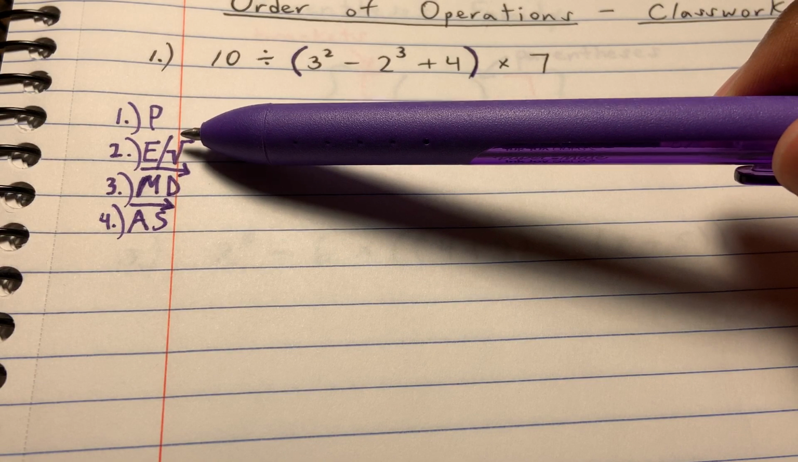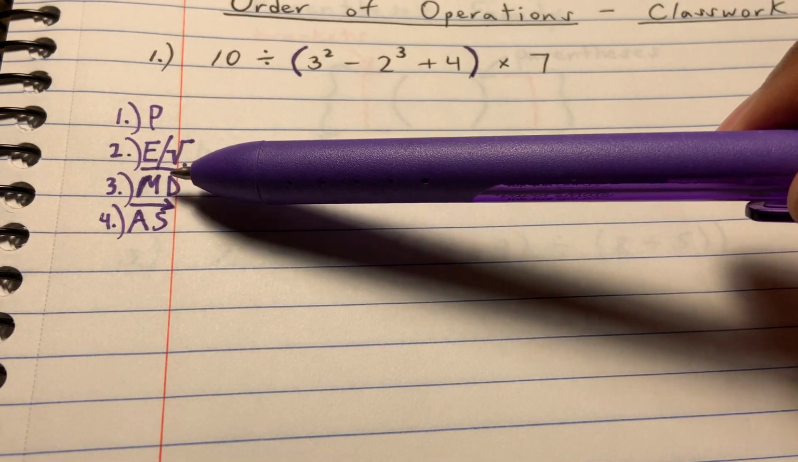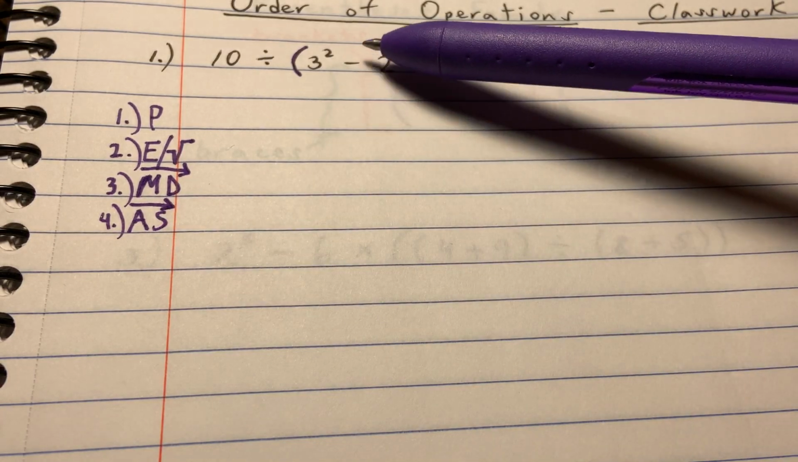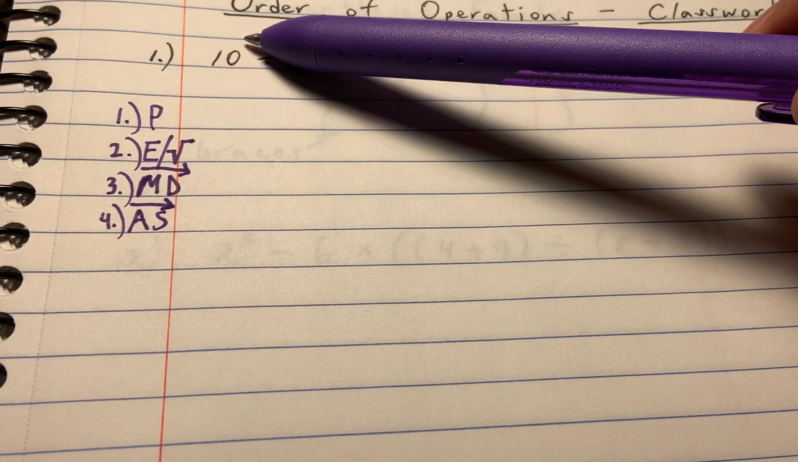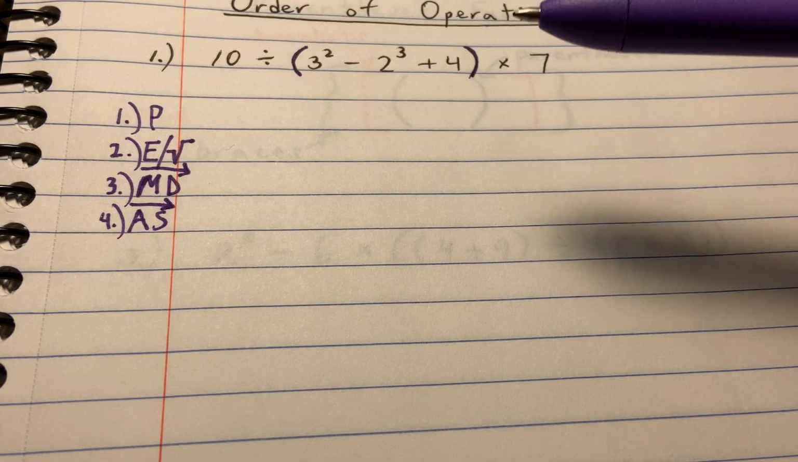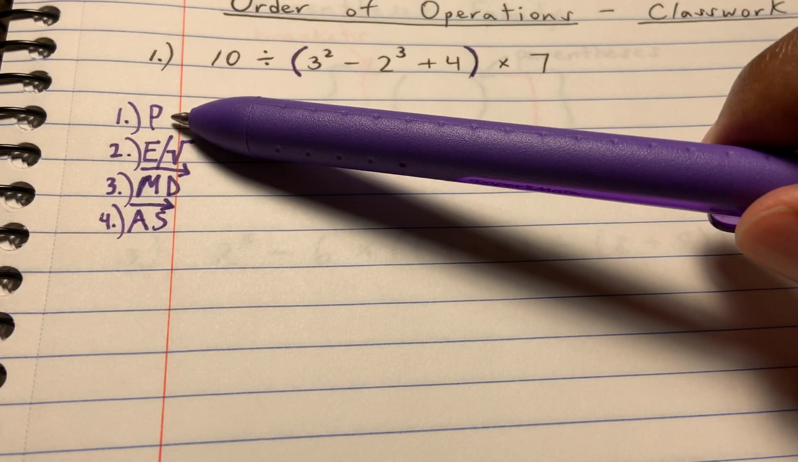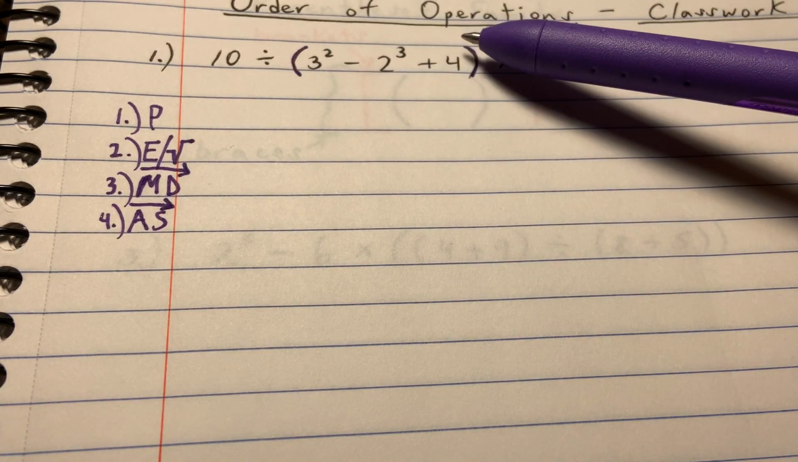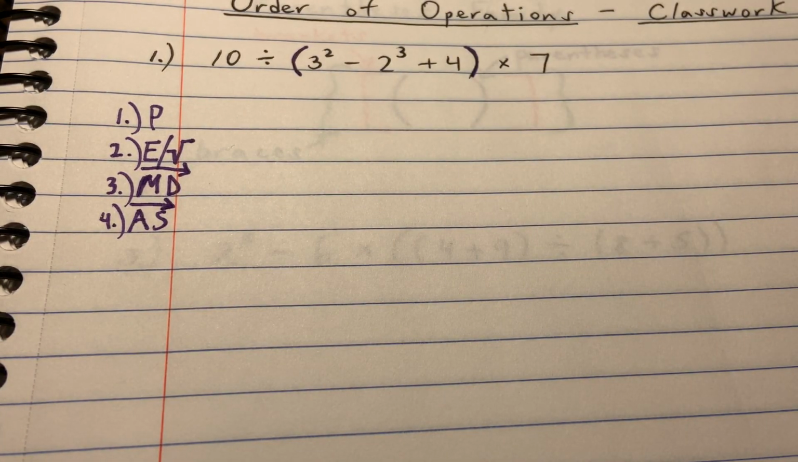Again, I follow this order. Step 2, then step 3, then step 4, but within the parentheses because parentheses comes first. So therefore, I'm not looking at the 10 divided by, I'm not looking at the times 7. I'm not looking at that at all. All I'm looking at is what's inside the parentheses because parentheses comes first. And my goal is to get it down to one number. Okay, I hope you all have heard that very carefully.